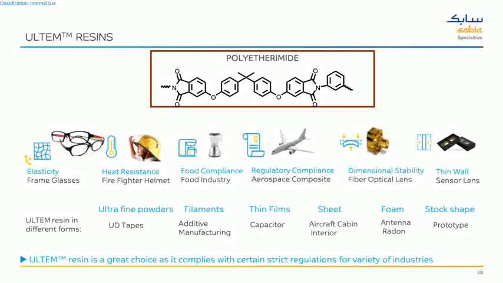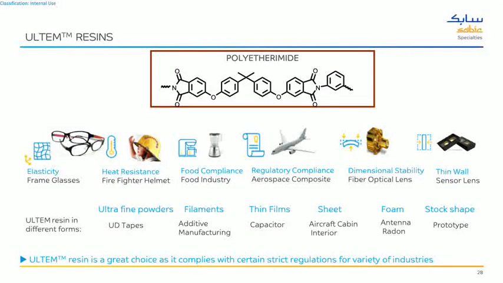We can also make it in different forms, like powders, which can disperse better in UV tapes, very high definition tapes. You could talk about making a filament in the different formats of nowadays 3D printing and manufacturing, very unique applications. We are able to make it in whatever format the application needs, whatever the dimensions are. So at the end of the day, Ultem resin, polyetherimide resin, is a very good choice as it complies with certain regulations for a variety of industries.